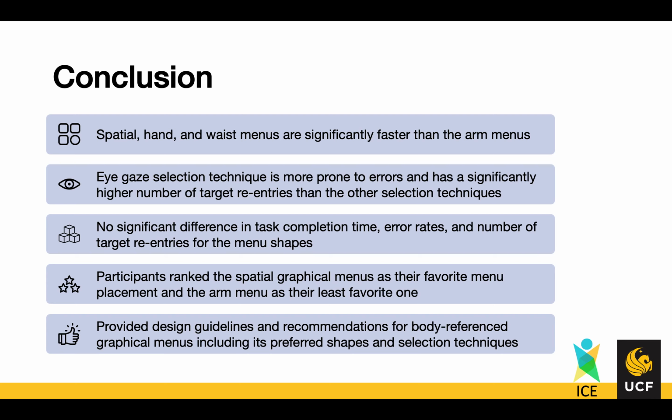Our results show that the spatial, hand, and waist menus are significantly faster than the ARM menus, and moreover we found that the eye gaze selection technique is more prone to errors and has a significantly higher number of target reentries. However, we didn't find any significant difference in task completion time, error rates, and number of target reentries for the menu shapes.